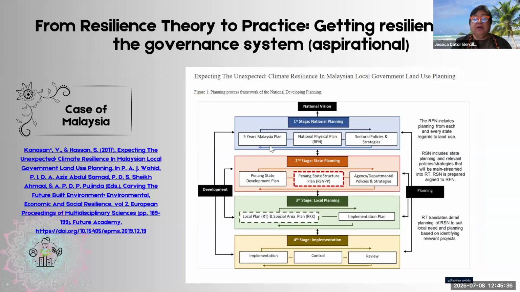Now, how about in Malaysia? In Malaysia, although there's already a policy that states that they're moving into a pathway of resilience, mainstreaming resilience in the planning and budgeting processes of Malaysia is still aspirational, but they're already doing a lot. It's about pulling it all together and making sure that it is institutionalized within the governance system and not only as part of a project. What you see before you is actually part of a study and a recommendation on how Malaysia can move forward in terms of mainstreaming resilience in the local government land use planning of Malaysia.